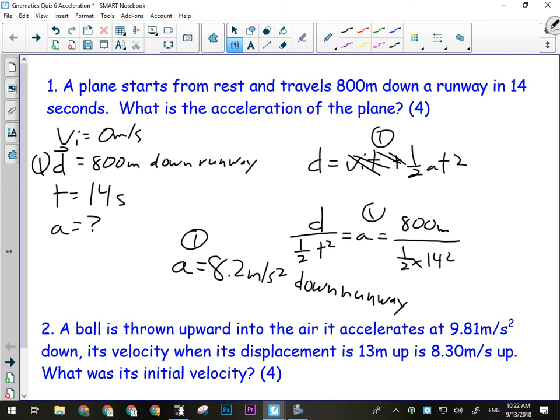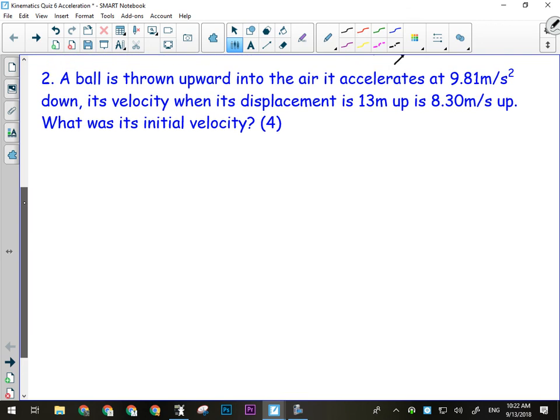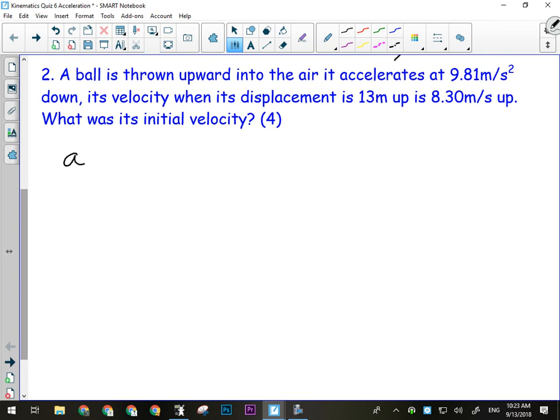All right, for question number 2. We have a ball that's thrown upwards into the air, and it accelerates at 9.81 meters per second squared down. Since this is just going to be an up and a down question, I'm going to assign the negative right now. Its velocity when its displacement is 13 meters up is 8.30 meters per second up.